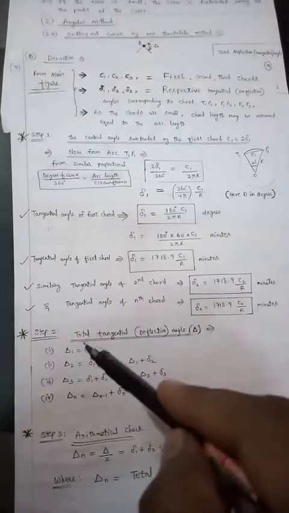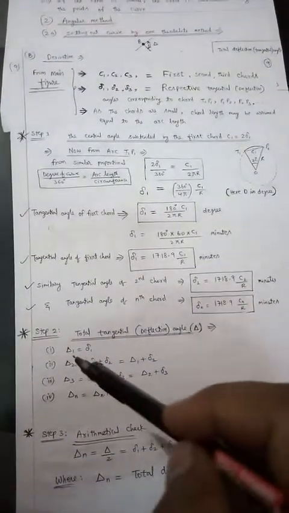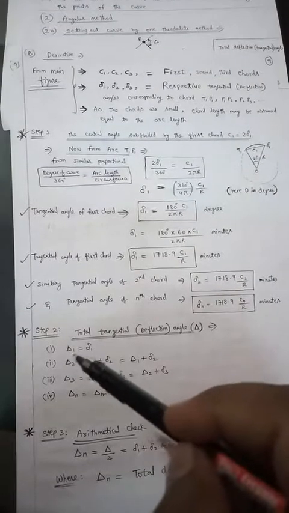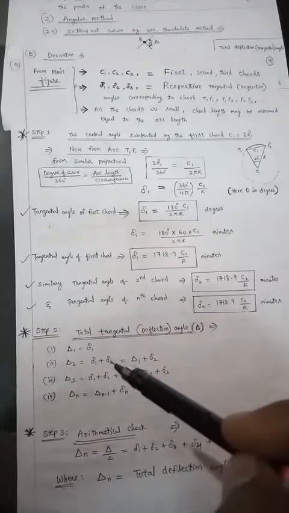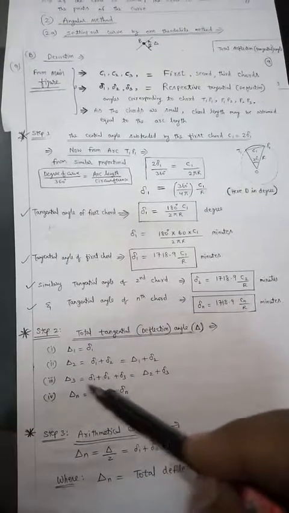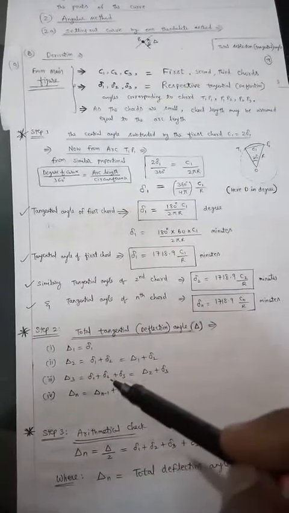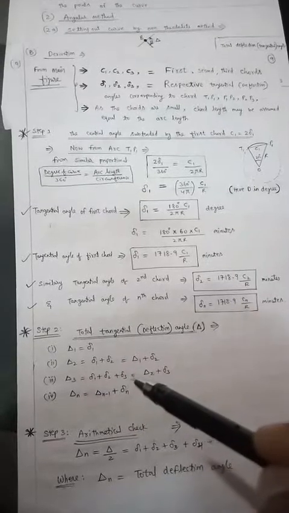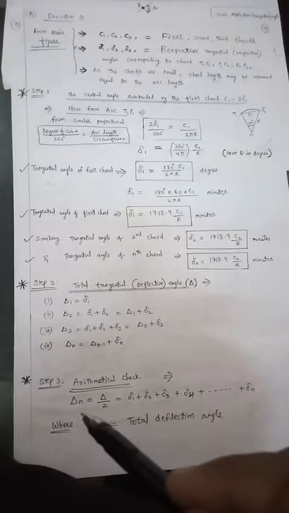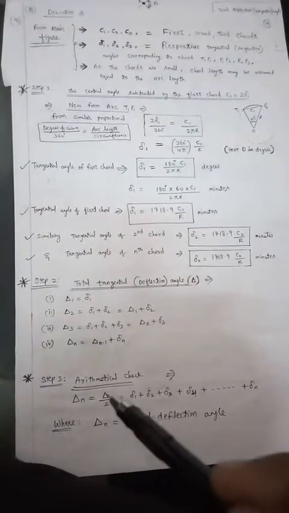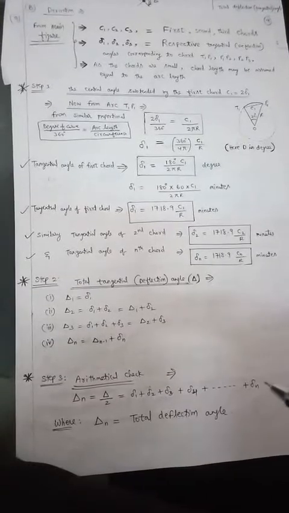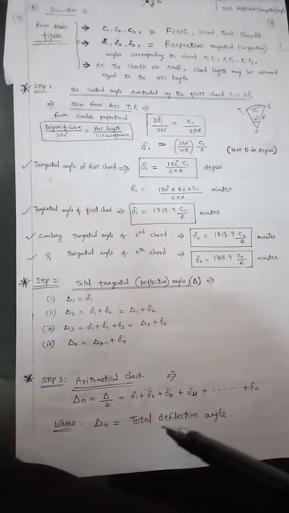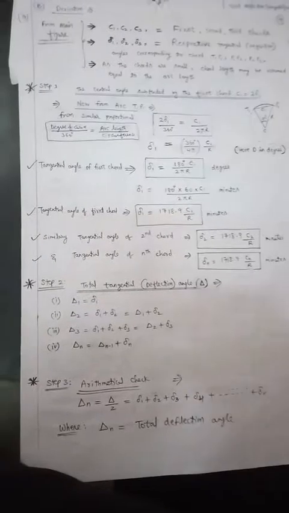So finally, the total tangential angle: the deflection angle 2 equals tangential angle 1 plus tangential angle 2, and deflection angle 3 equals tangential angle 1 plus tangential angle 2 plus tangential angle 3, and so on. So the arithmetic check, that is step number 3: delta n equals delta by 2, equal to the sum of the tangential angles 1, 2, 3, and so on up to tangential angle n. So delta n equals the total deflection angle.